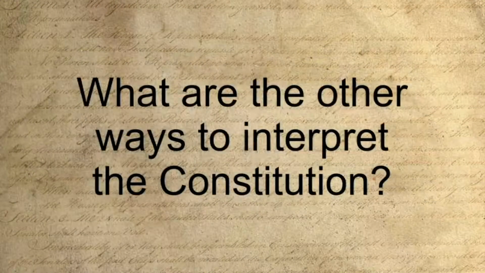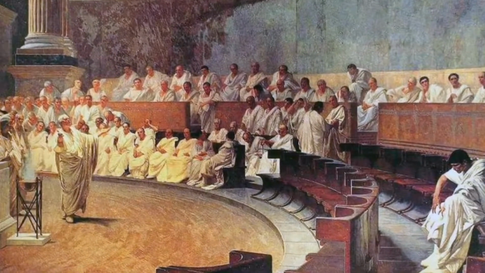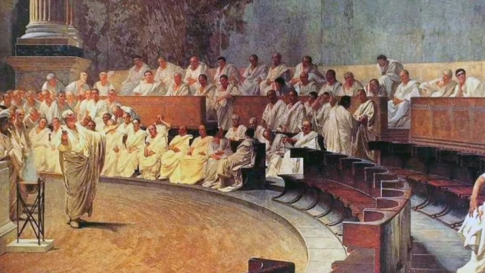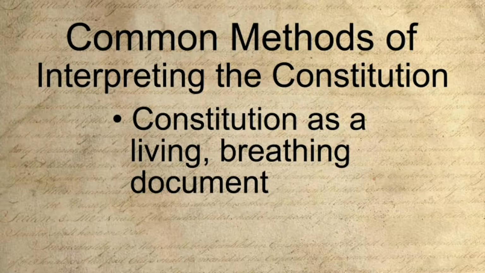So let me make sure I understand this. There are four common ways to interpret the Constitution: textualism, originalism, and the other two would be looking at fundamental principles, the structure of the Constitution, such as the claim of natural rights or republicanism. And the fourth, often the subject of great discussion and debate in the nation's newspapers and in the nation's law schools, the concept of reading the Constitution in light of changing circumstances, viewing the Constitution as a living, breathing document.